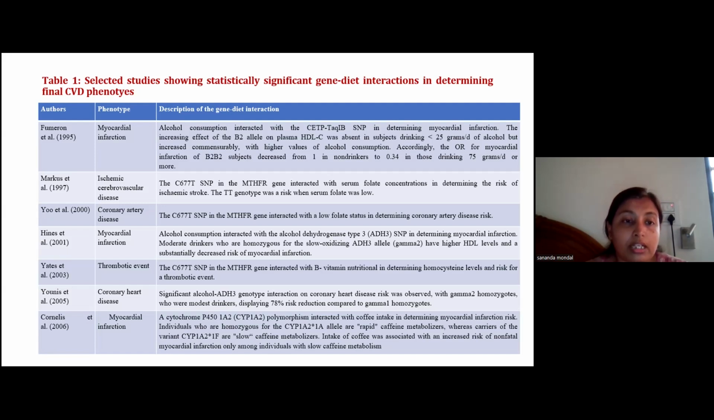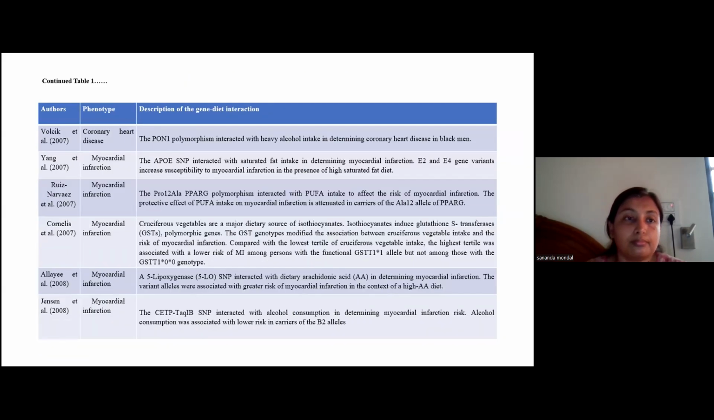Hinz et al. 2001 myocardial infarction, Yates et al. 2003 thrombotic events, Vionis et al. 2005 coronary heart diseases, Coronis et al. 2006 in myocardial infarction, Volik et al. 2007 coronary heart diseases, Young et al. 2007 myocardial infarctions, Bruce Narvaez et al. 2007 myocardial infarctions, Colonellis et al. 2007 myocardial infarctions, Ali et al. 2008 myocardial infarctions, Jensen et al. 2008 myocardial infarctions, and many more.